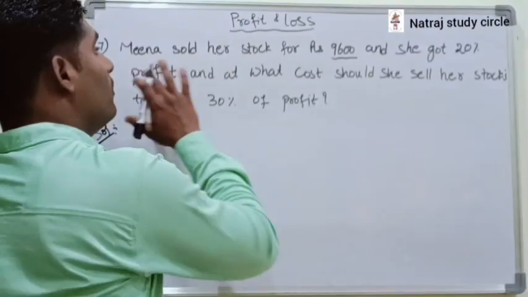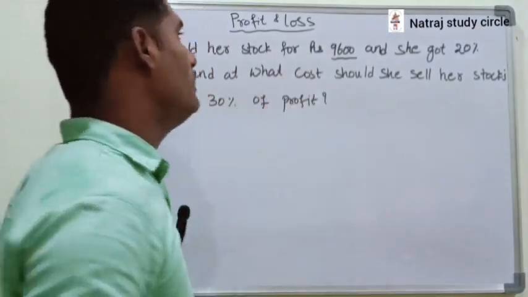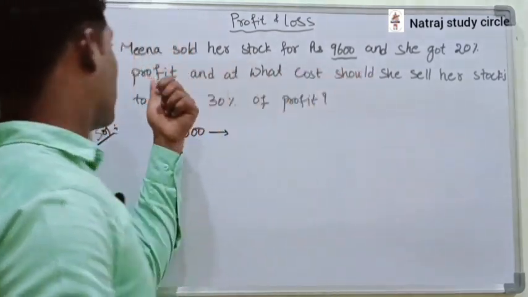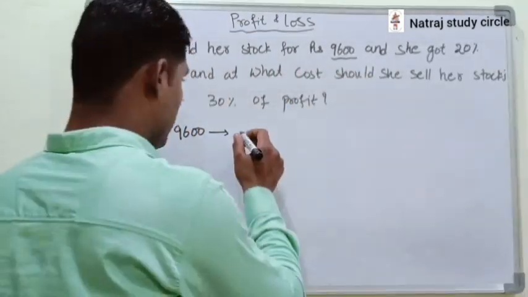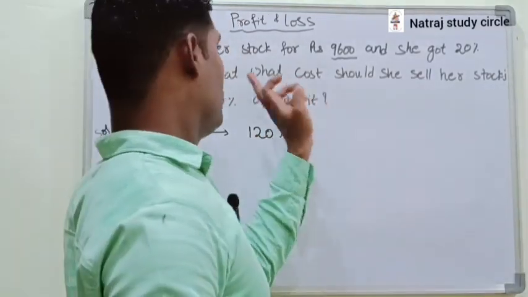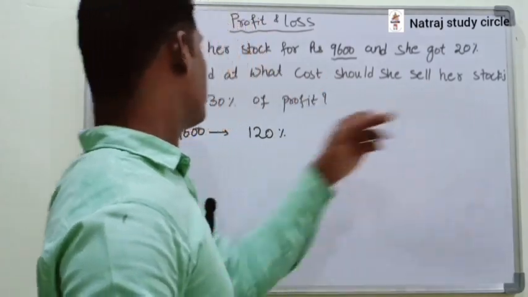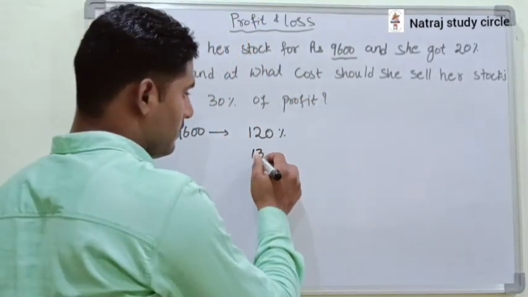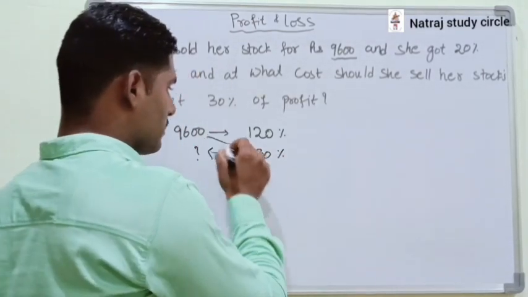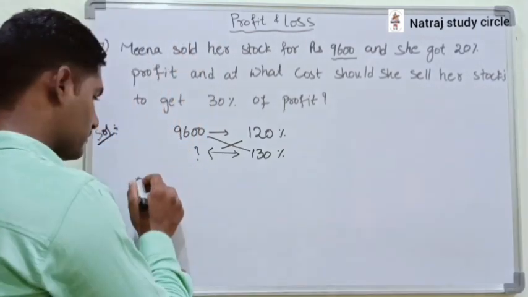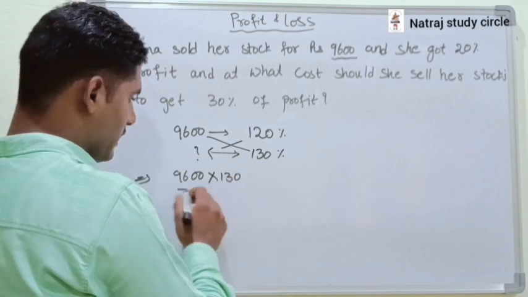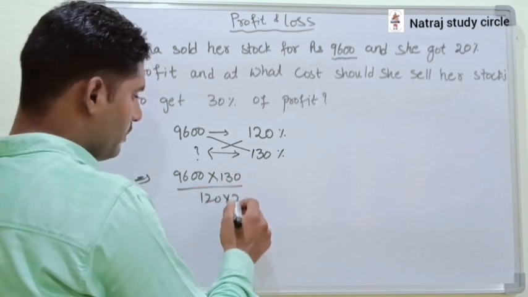So what is the cost she has sold for? 9,600. And what is the percent she has got as profit? Here 120%. And what is the question? At what cost should she sell her stock to get 30% profit? So here we have to find this by cross multiplication: 9600 into 130 divided by 120 into x.